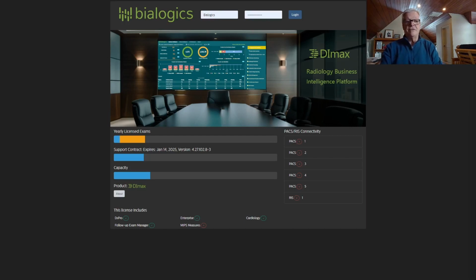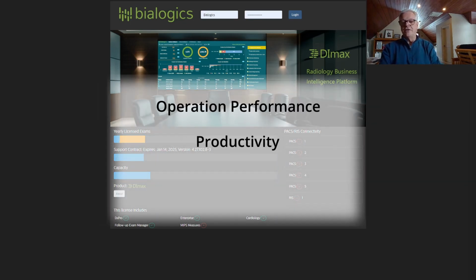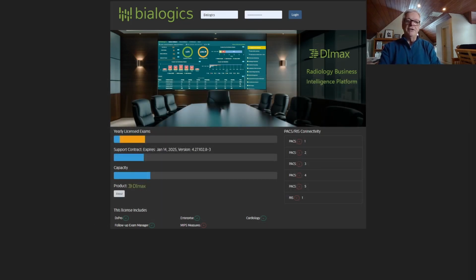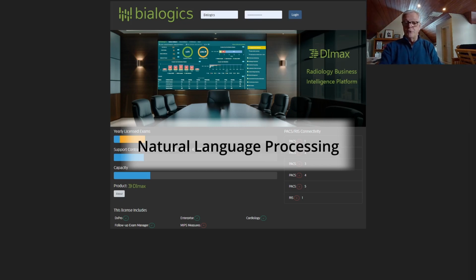Bialogics is a comprehensive, full suite of business and clinical intelligence applications, providing deep insights into the operational performance, productivity, and clinical analysis associated with your radiology department. Our fully interoperable and vendor-agnostic platform integrates the data created by both traditional RIS/PACS systems, as well as third-party data like RVU tables, subspecialty data, physician scheduling information, natural language processing, and AI output.